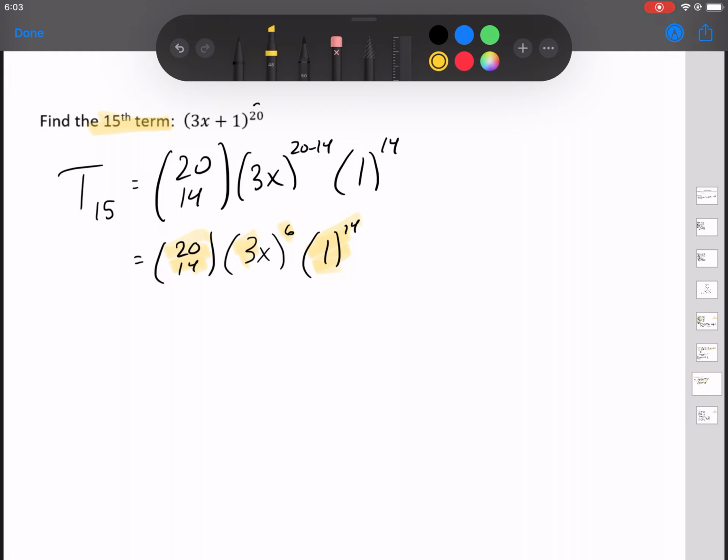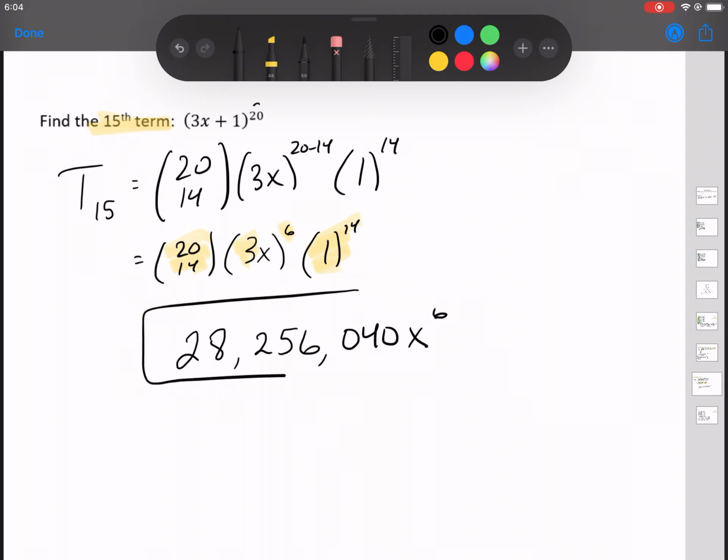But let me go ahead. So I got 20 choose 14, multiplied by 3 to the 6. All right. This one doesn't have an overflow issue, so we've got 28 million, sorry, 256,040, and then it'd be x to the 6th power. And that's what you would say is your 15th term in that case.